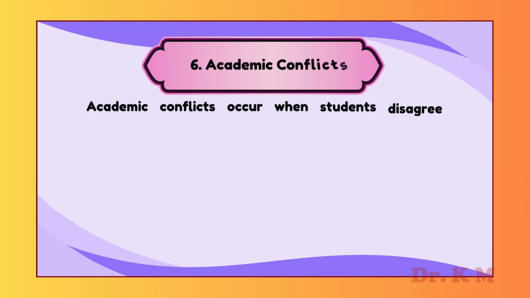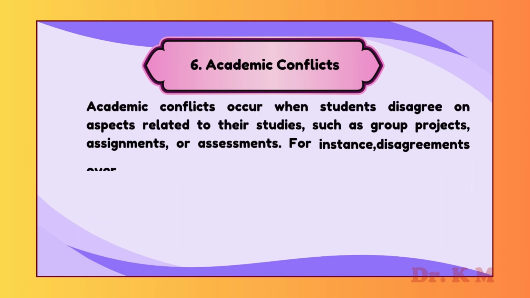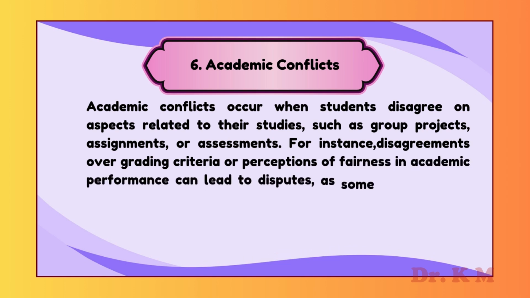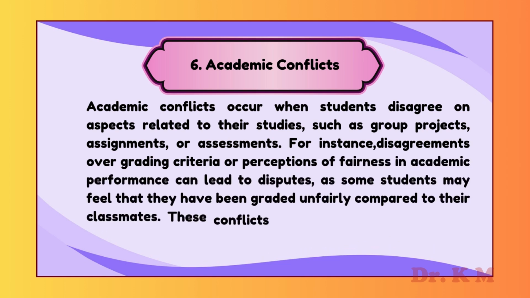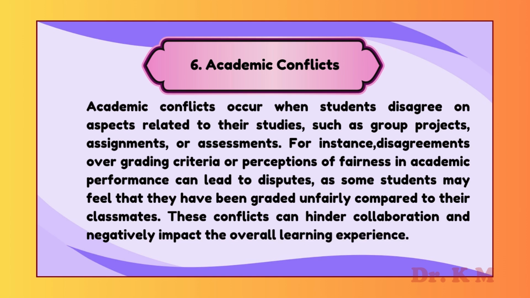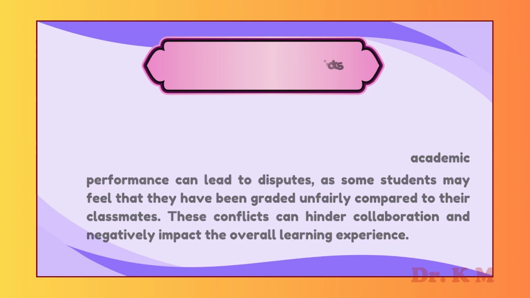6. Academic conflicts. Academic conflicts occur when students disagree on aspects related to their studies, such as group projects, assignments, or assessments. For instance, disagreements over grading criteria or perceptions of fairness in academic performance can lead to disputes, as some students may feel that they have been graded unfairly compared to their classmates. These conflicts can hinder collaboration and negatively impact the overall learning experience. 7.